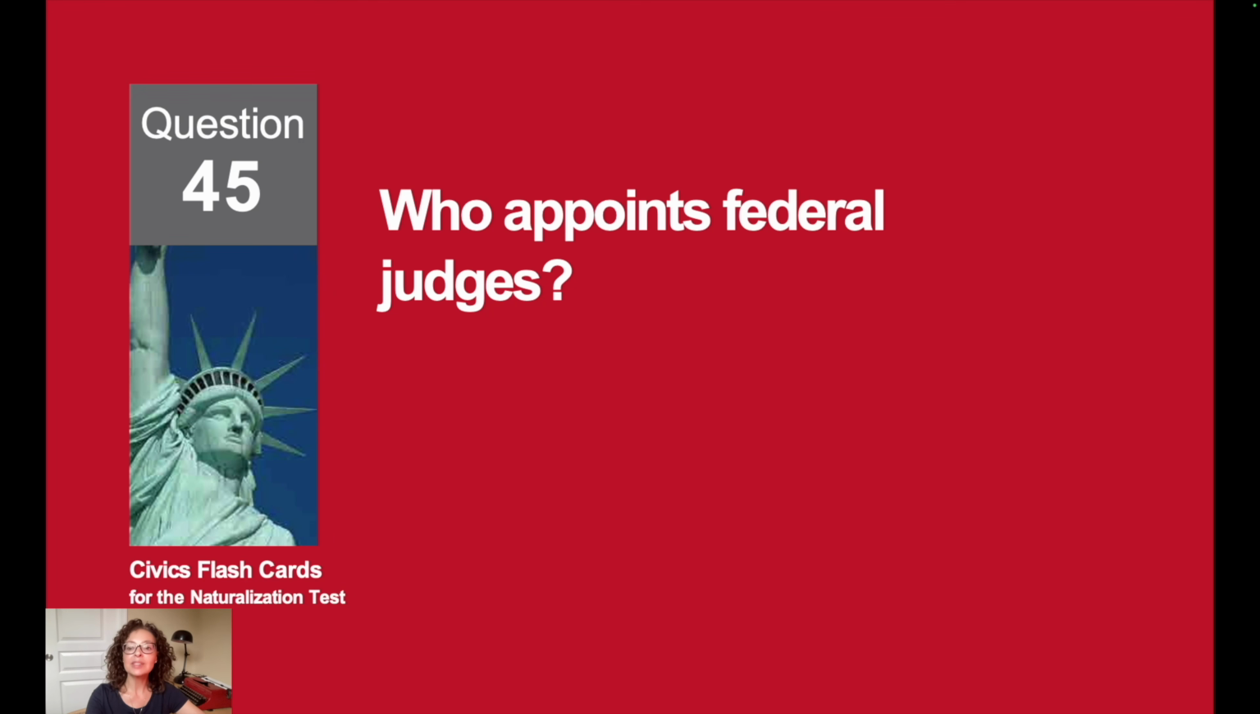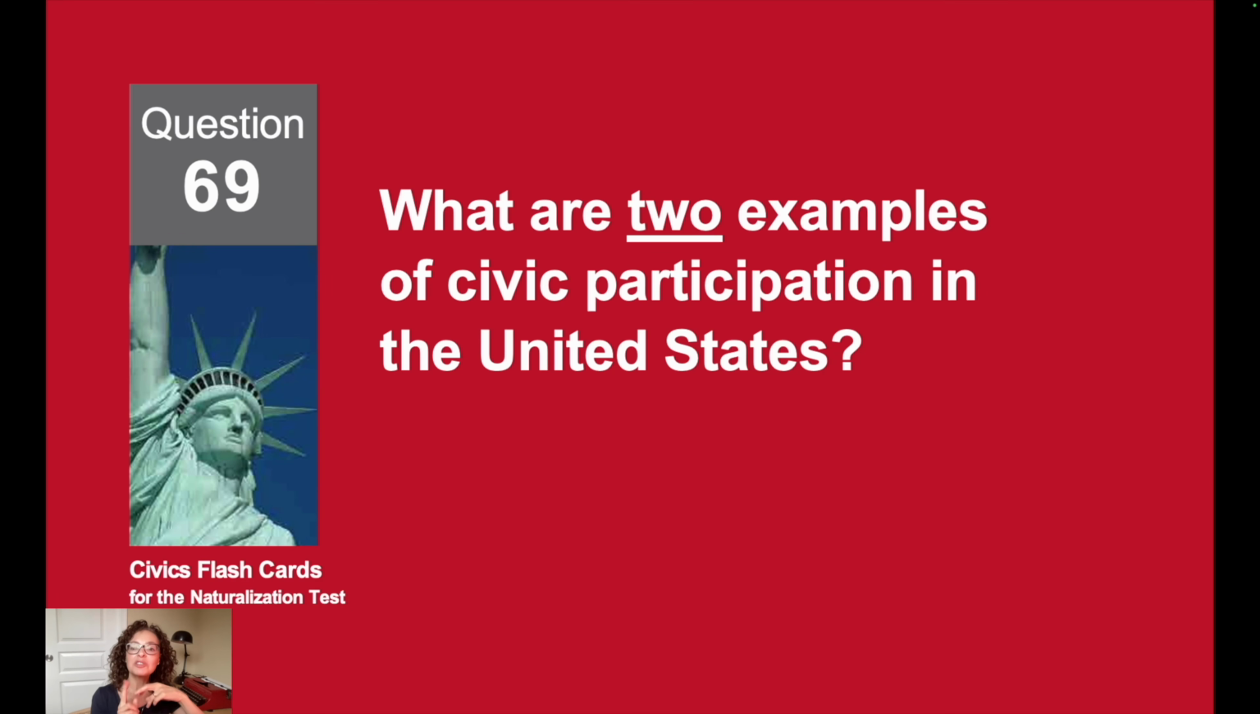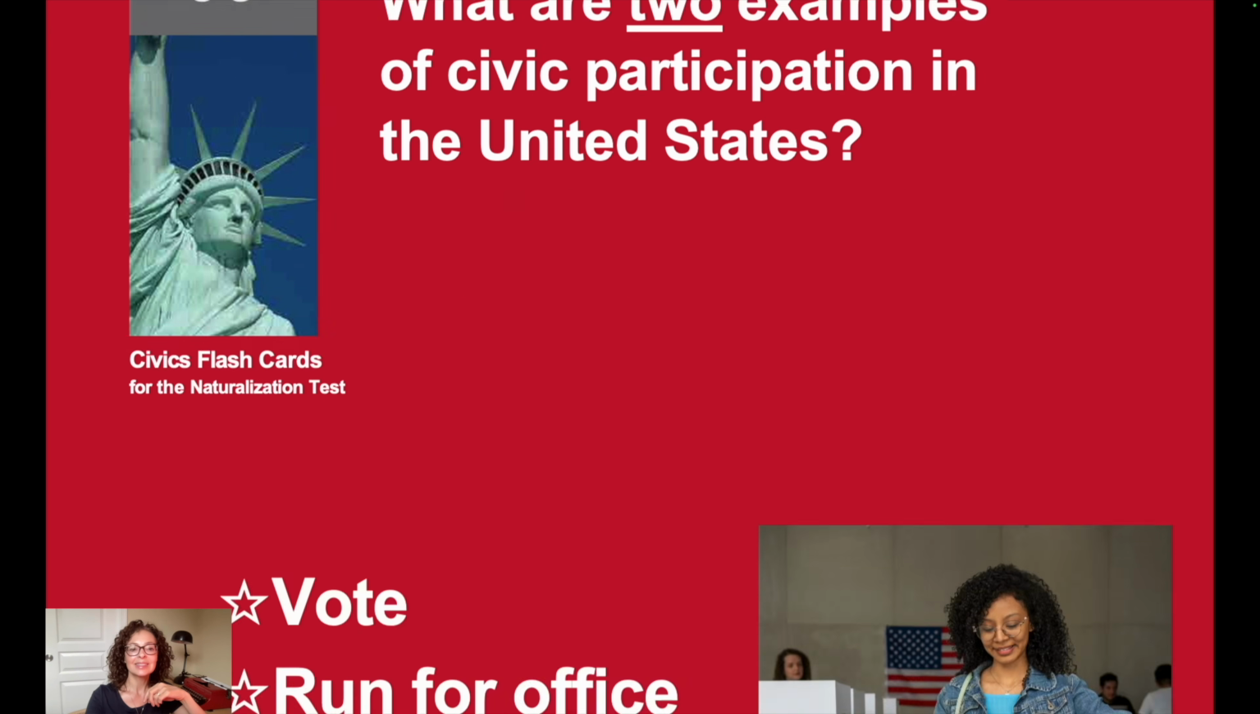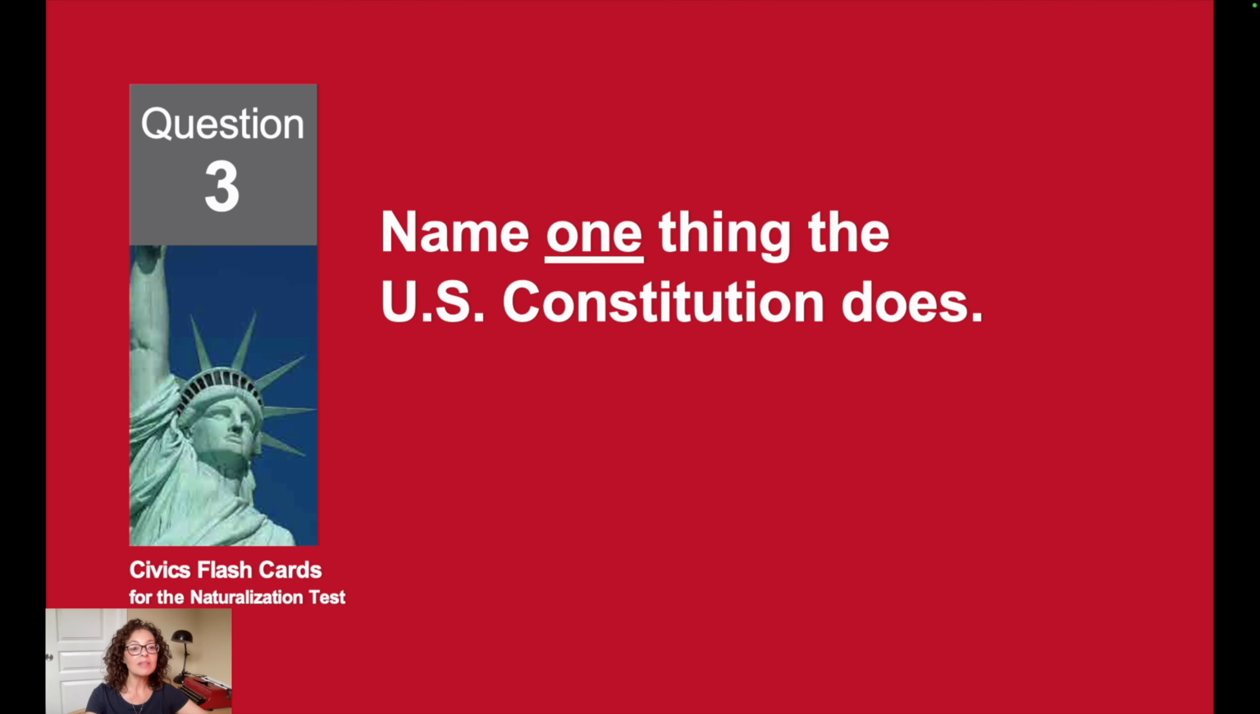Who appoints federal judges? The President. What are two examples of civic participation in the United States? To vote or run for office. Name one thing the U.S. Constitution does.